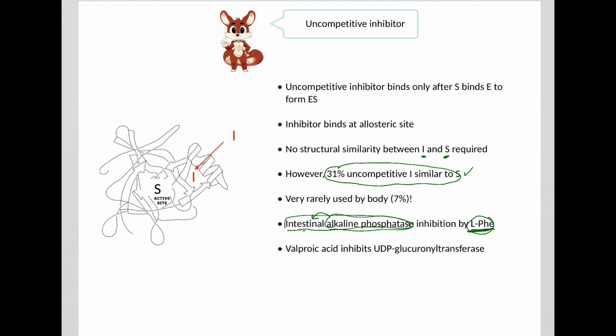An example of a drug: valproic acid is a drug that works as an uncompetitive inhibitor for an enzyme that's very important in liver metabolism of drugs, and that is UDP glucuronide transferase. And we'll talk about this enzyme later on under metabolism.